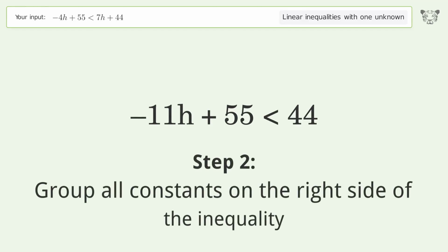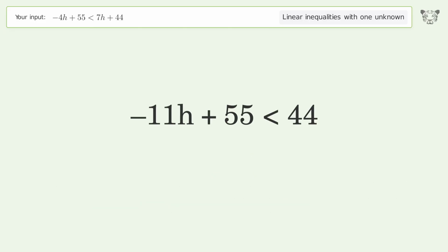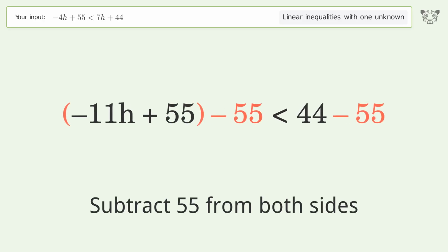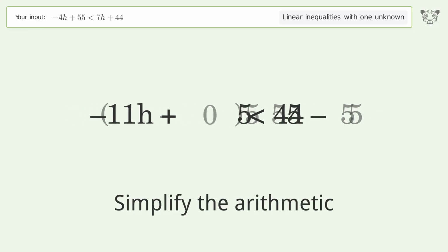Group all constants on the right side of the inequality. Subtract 55 from both sides. Simplify the arithmetic.